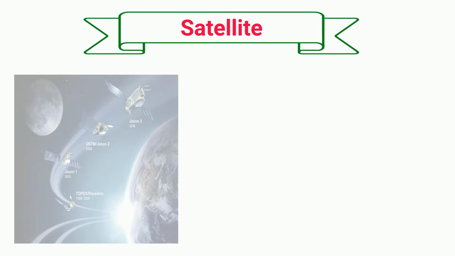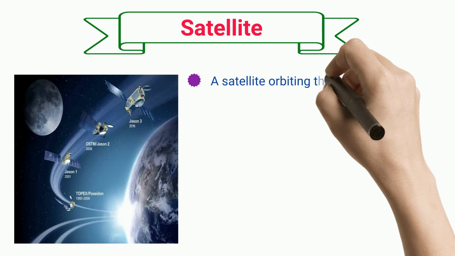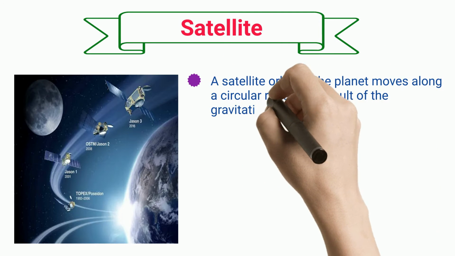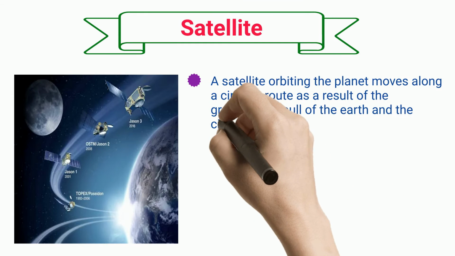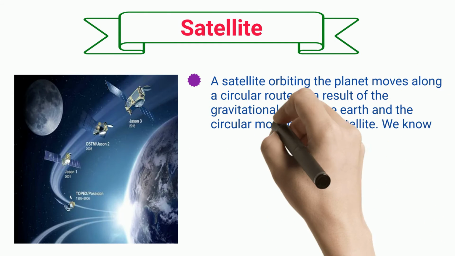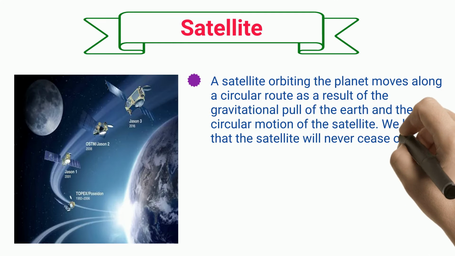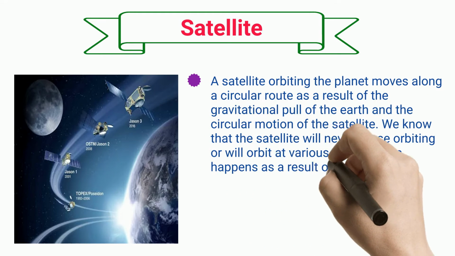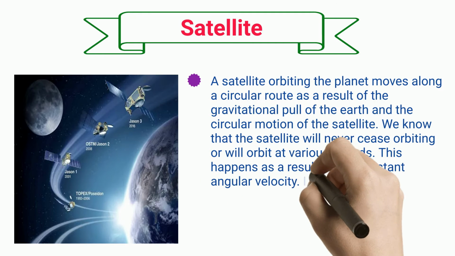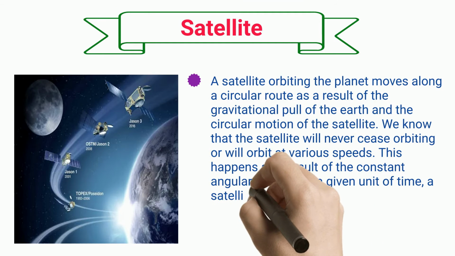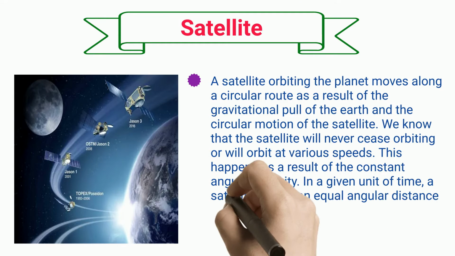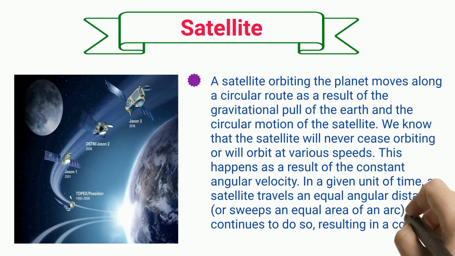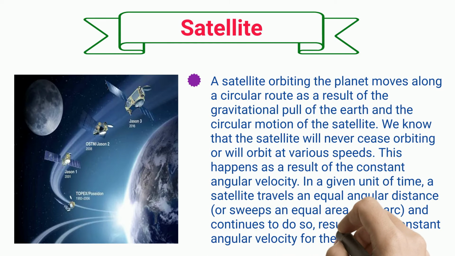Satellite. A satellite orbiting the planet moves along a circular route as a result of the gravitational pull of the Earth and the circular motion of the satellite. We know that the satellite will never cease orbiting or will orbit at various speeds. This happens as a result of the constant angular velocity. In a given unit of time, a satellite travels an equal angular distance or sweeps an equal area of an arc, and continues to do so, resulting in a constant angular velocity for the satellite.